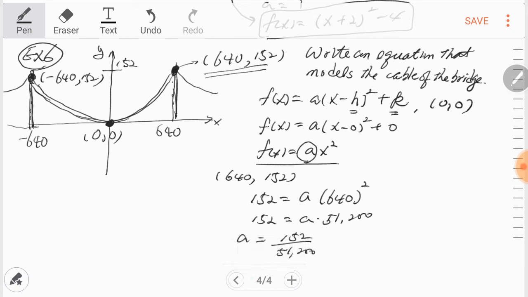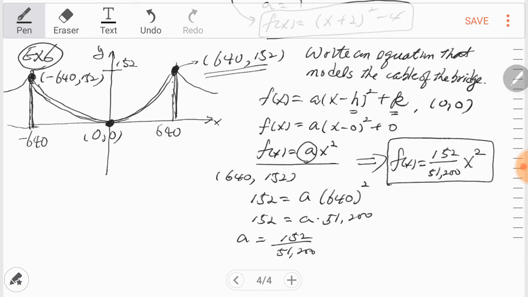So the equation will be what? Finally, the equation is what? F of x is equal to 152 over 51,200 x squared. So the parabola of the graph of the cable can be written as this.